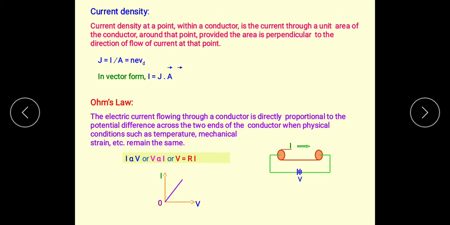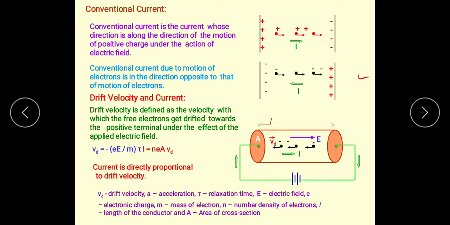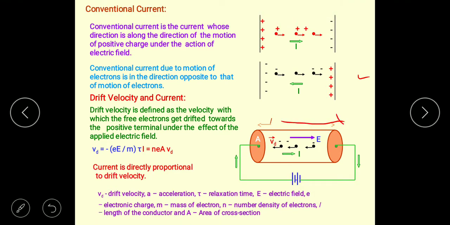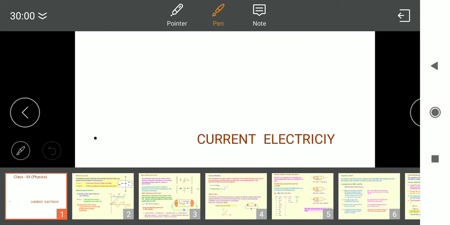The area vector is always perpendicular to the direction of flow of current. Here, this is the direction of flow of current. Current flows from the positive end to the negative end. This is horizontal. Now perpendicular to this is this line. So this area is perpendicular to the direction of the current, and we have to consider the area which is perpendicular to it.